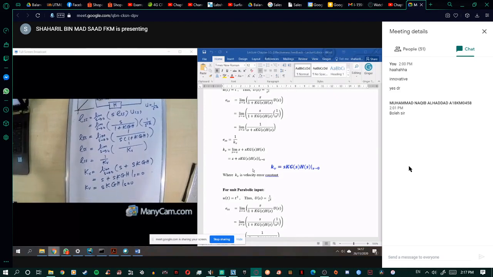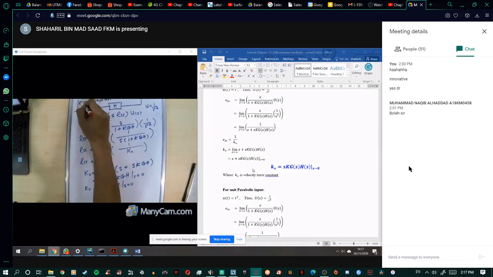So when you apply the ramp input here, this is the formula you are going to use for the steady state error, 1 over Kv. Kv is called the velocity error constant. That is the name given to it.